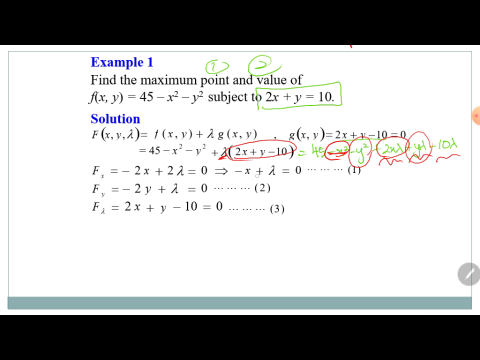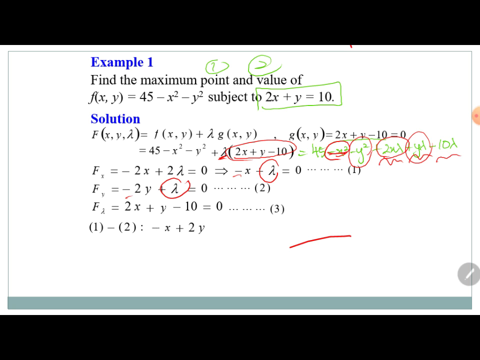So we can see that here we have lambda, here also we have lambda, so we can eliminate the lambda and solve the simultaneous equations by using the elimination method. We can do 1 minus 2 or 2 minus 1, either one, it's up to you. If we do 1 minus 2, what do we get? We get negative x minus negative 2y, which will be negative x plus 2y.